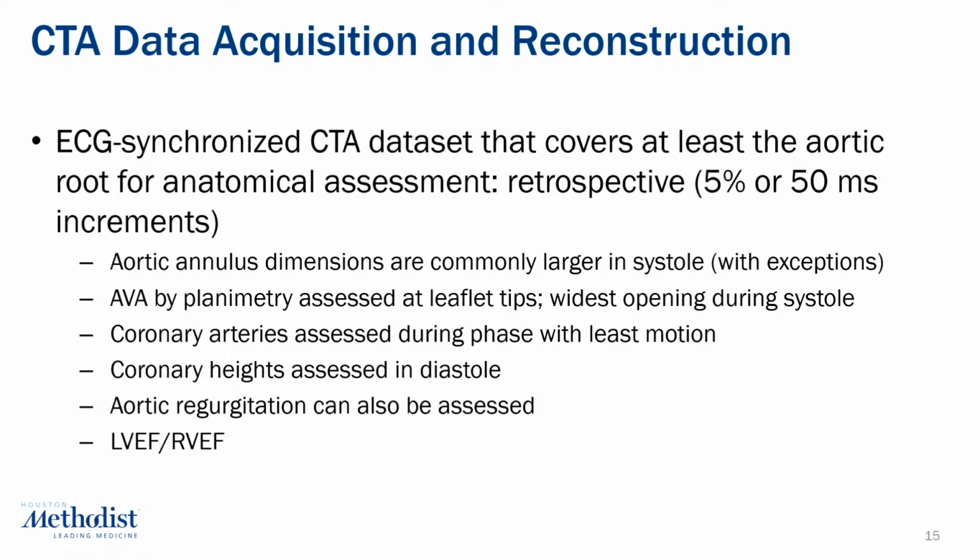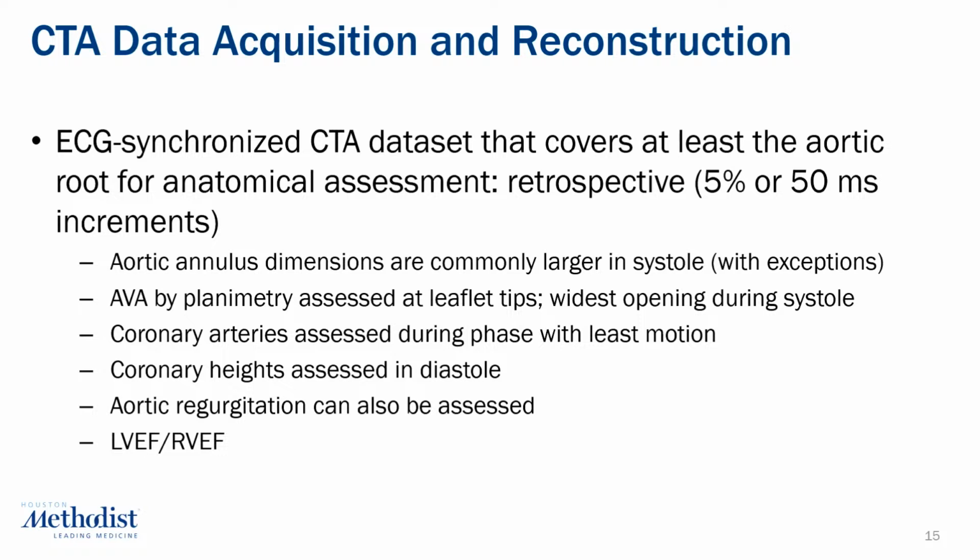And this is important to do retrospective. We can't just do prospective of the annulus, because you want to make sure that you're getting the annulus measurements in systole, and you want to make sure that you get the largest systolic measurements. As you know, the aortic annulus dimensions are usually larger in systole than diastole, with some exceptions that we'll refer to in a couple of slides. And for aortic valve area by planimetry, you always want to make sure that you measure the widest opening during systole, and you measure at the leaflet tips. And I'll give you some examples.